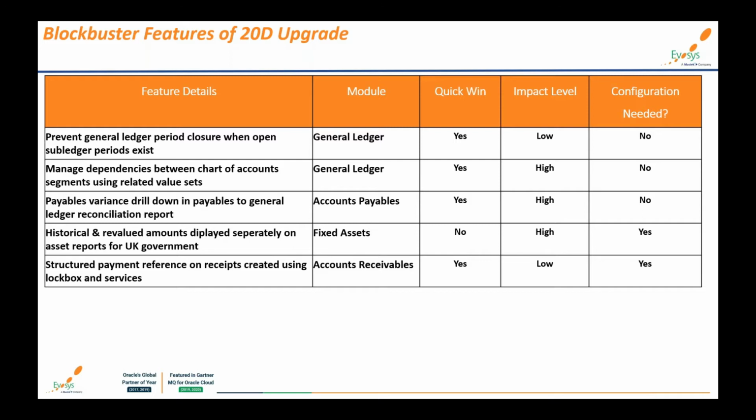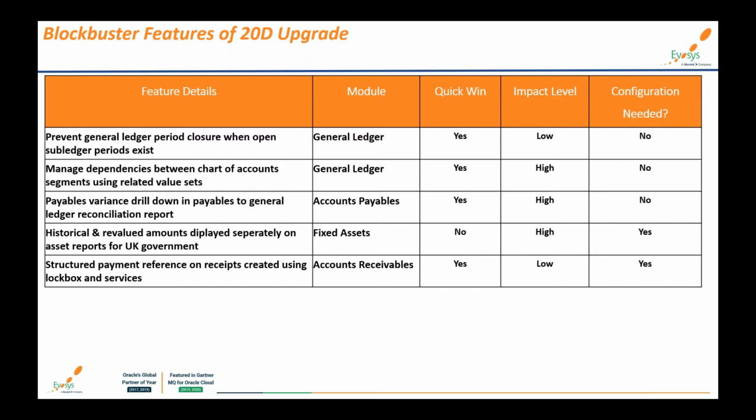The next feature was related to fixed assets, which was very specific to the UK sector, because the UK government requires all the entities reporting under them to bifurcate the historical amounts and the revalued amounts in all the fixed asset reporting. Unfortunately, prior to 20D, this was not available as part of standard Oracle reporting. But with 20D, Oracle introduced this and helped a lot to all the organizations using fixed assets, and now they could rely directly on the Oracle standard reports.